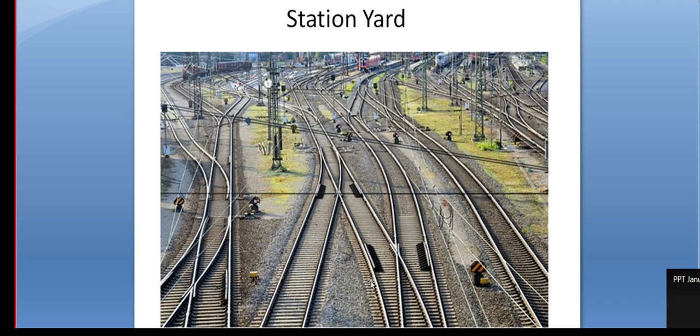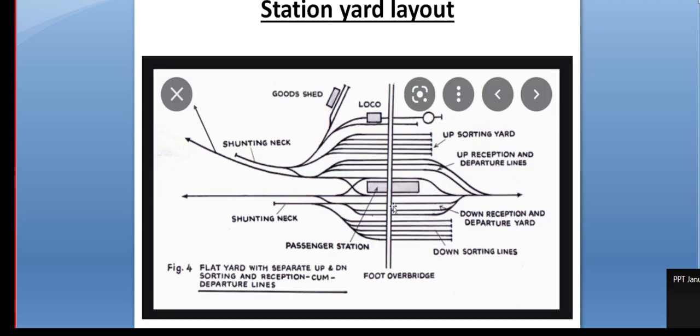With the help of some rules and regulations, some formula, then we have to do it. That we are going to discuss now. Again, this is a station layout. You see here, this is a single line. Let us take this is a line.